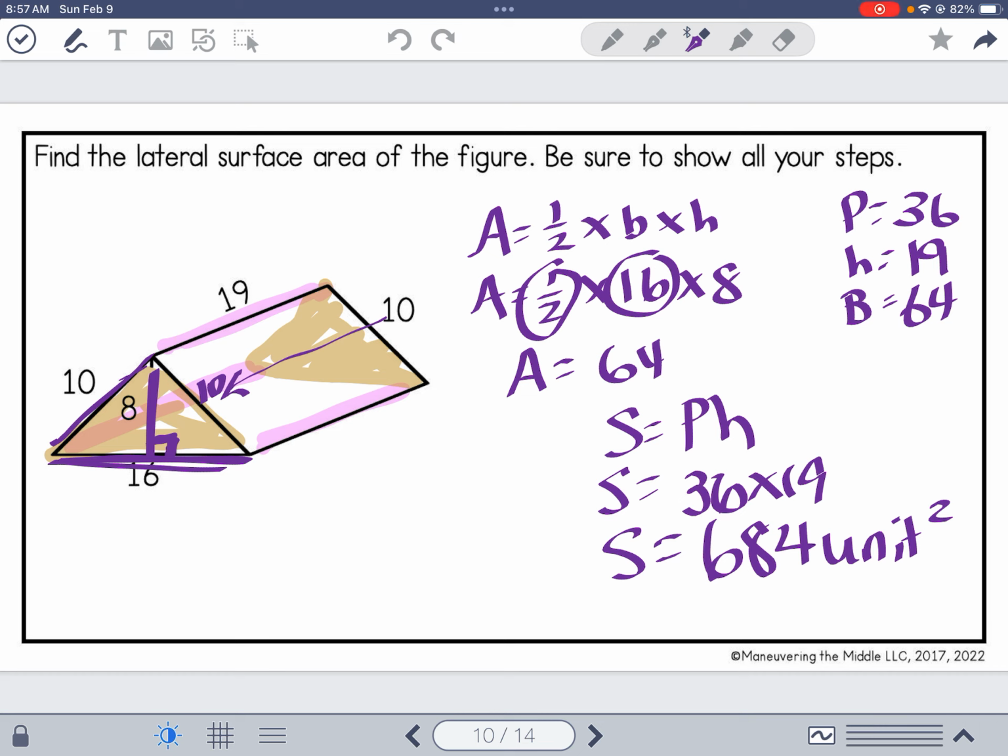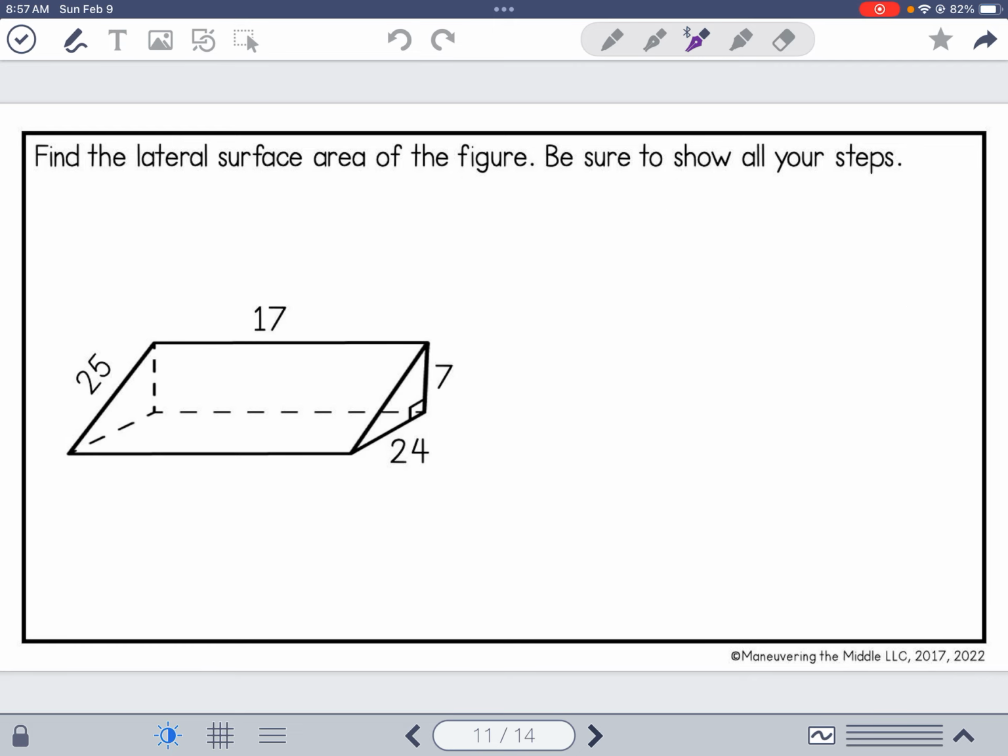All right, let's go to this next one. Let me read the directions this time. Find the lateral surface area of the figure. Be sure to show all your steps. Okay, again, my slides say lateral, but your packet says total. So we're going to do what your packet says, but my numbers are the same.